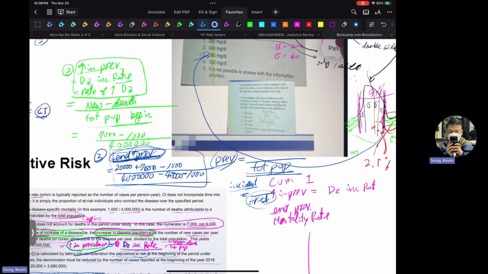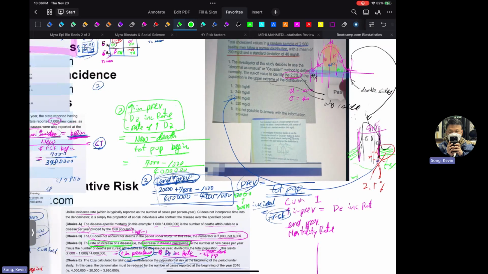So just the total population. How many people are left at the end of the year? 4 million minus people who died, right? 40,000 and then 1,000, right? If the question was asking, if there were maybe 2,000 people born, then it will be added, 2,000. Let me just use a different color. Born. Okay, so make sure that you know this.